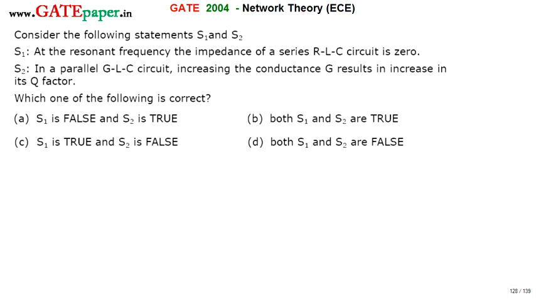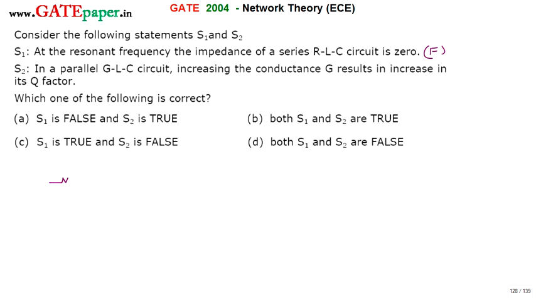Hello, we are discussing the GATE 2004 ECE paper. Look at the two statements given. Find which one is right and which one is wrong, that is, which statement is false and which is true. The first statement is: at the resonant frequency, the impedance of a series RLC circuit is 0. This is a false statement.